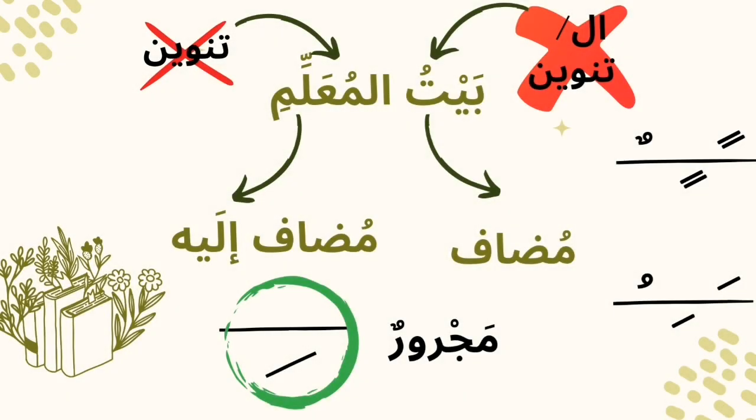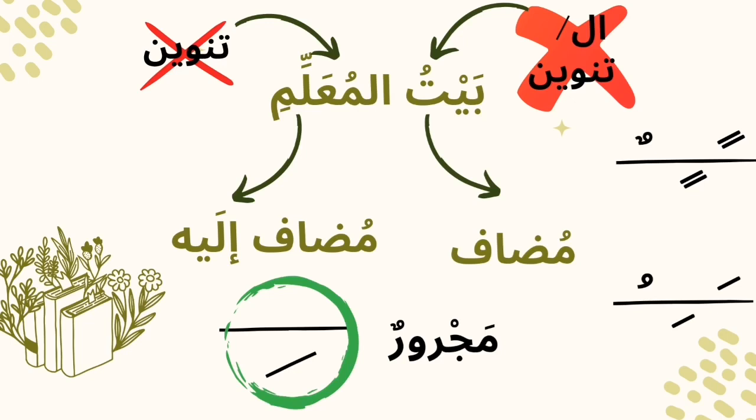Here in the example, we can see Baytul Muallimi. The first noun is called mudaf. And mudaf will not have an alif lam nor a tanween. A tanween is when a fatha is doubled, fathatain, or when a kasra is doubled, kasratain, or when a dhamma is doubled, dhammatain. The second noun is called mudafun ilayhi.